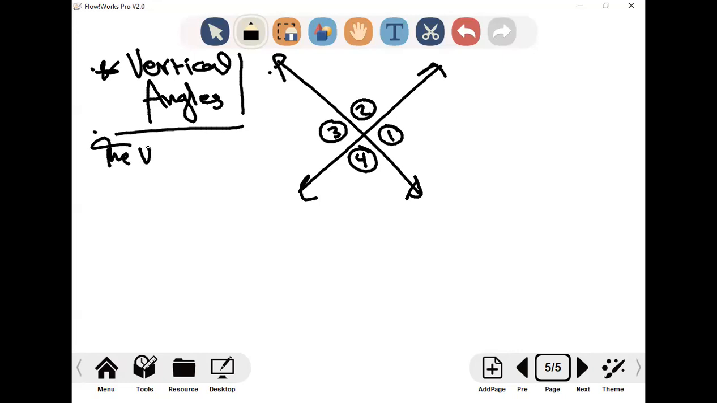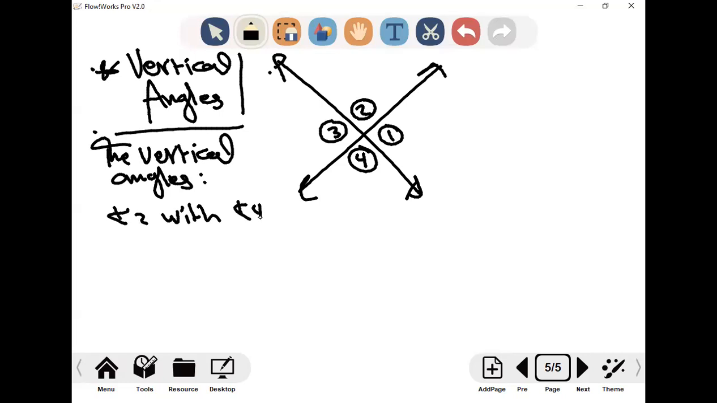The vertical angles are, first, angle 2 with angle 4, or angle 4 with angle 2, the same, opposite each other. Okay, and angle 1 with angle 3, or angle 3 with angle 1. These are vertical angles.